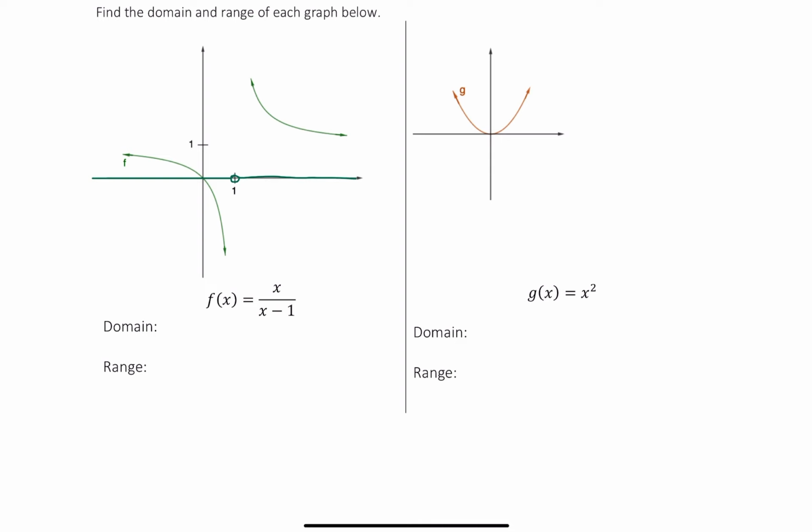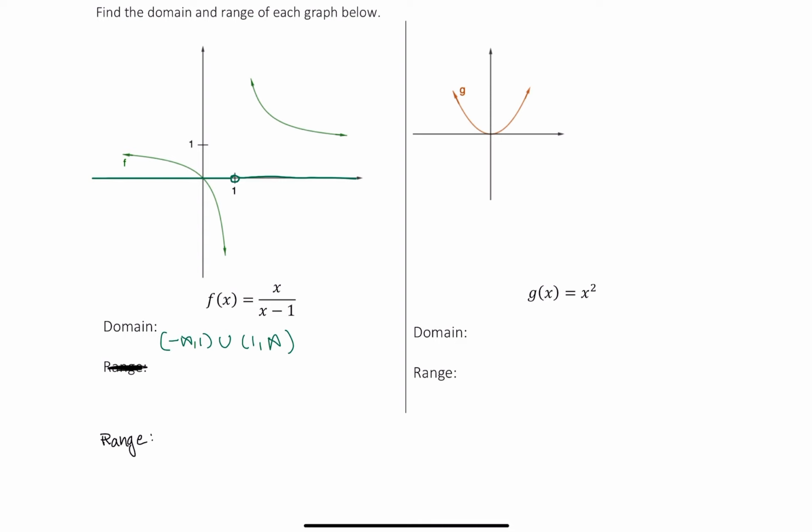So we can write this a couple ways. We can write this as negative infinity to 1, union symbol, not the letter U, this is the union symbol, and then 1 to infinity. I'm just going to cross out range and write it down below so I have more space for domain. This may be fixed in your notes, I don't remember.